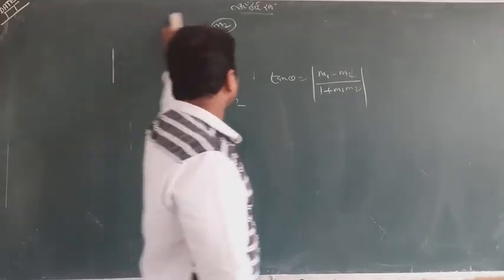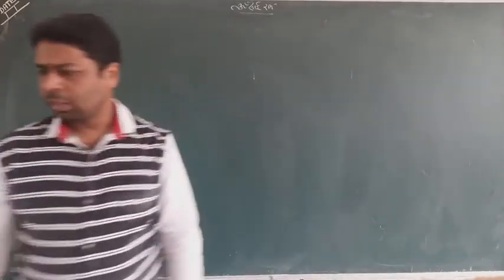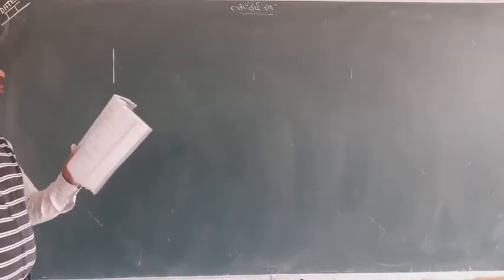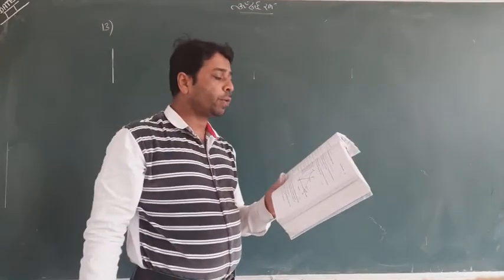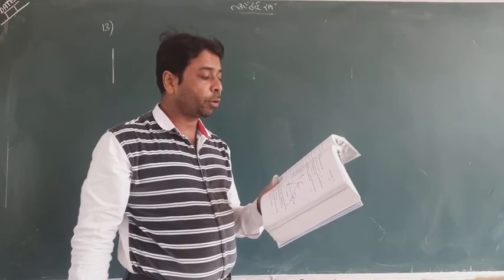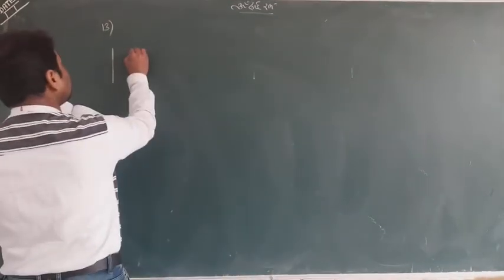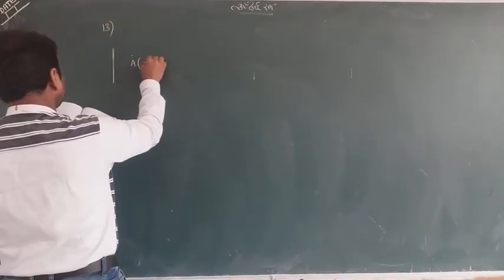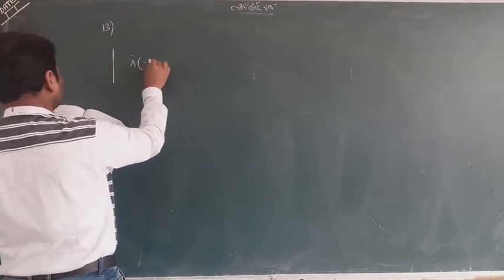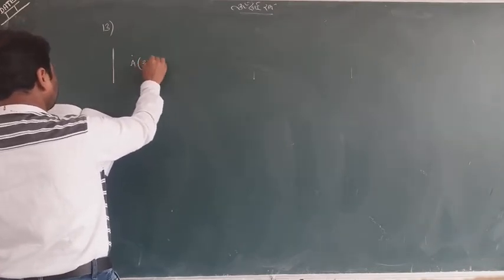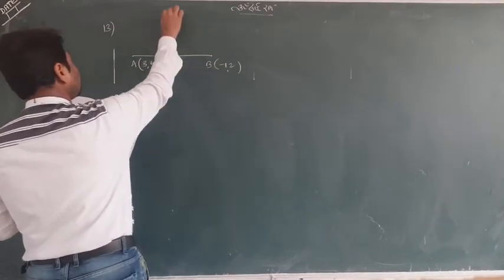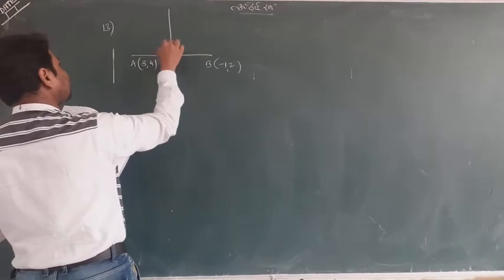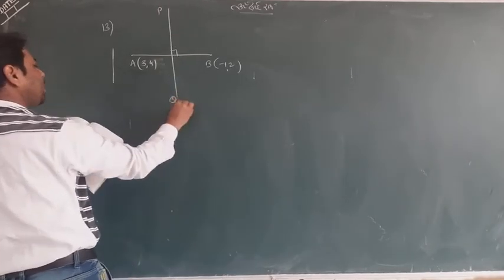Okay, let me rub this out, and now I'll move on to question number 30. Easy question again. Find the equation of the right bisector of the line segment joining the points (3, 4) and (-1, 2). Suppose it is A (3, 4) and suppose it is the point B (-1, 2). The question says, find its right bisector. Suppose PQ is its right bisector.